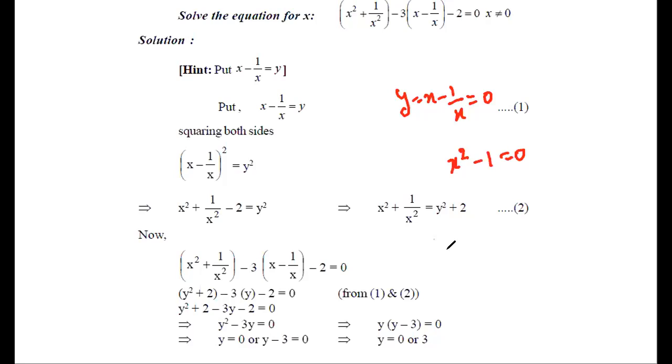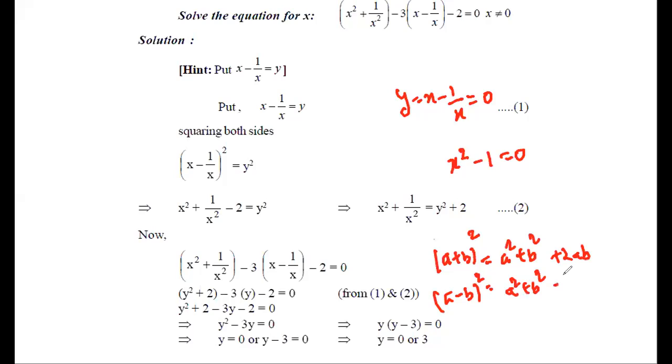Because what is a plus b whole square? It will be a square plus b square plus 2ab, right? And what is a minus b whole square? It is a square plus b square minus 2ab. Now you can get a square plus b square from both. But if you get it from this equation, you have to take this to this side and it becomes minus 2ab. But if you are getting it from a minus b whole square, if you take this to this side, you will get plus 2ab, right? Yes or no?